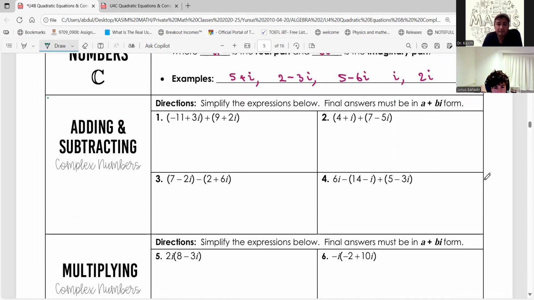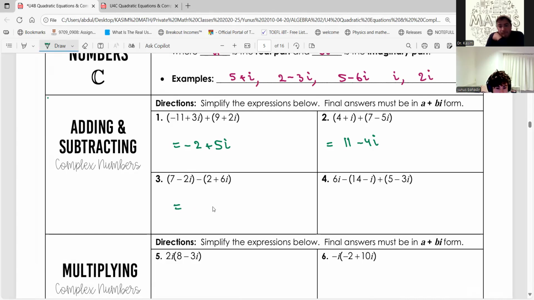Directions. Simplify the expressions below. Final answers must be in a plus bi form. Okay, simplify the first one. Negative 11 plus 9, which is negative 2, right? And then it should be plus 5i. Plus 5i. That's it. Okay, here it's just 11 minus 4i. That's it.